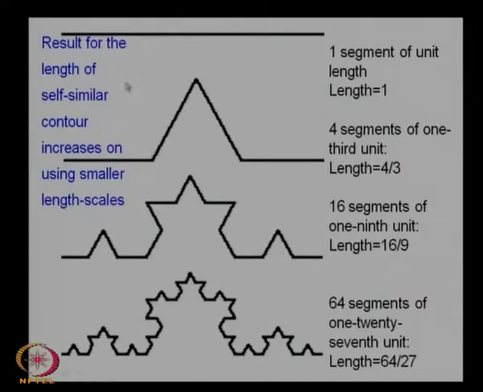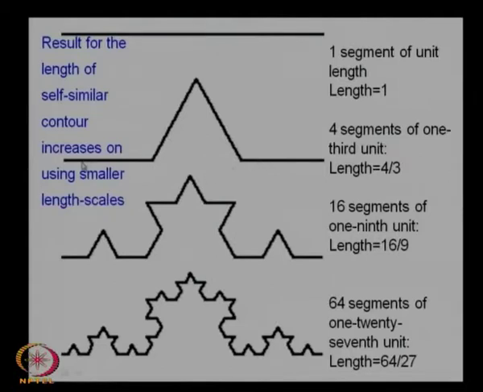So we begin with one segment here. This is how we generated the Koch curve. We get one segment. Once you divide it into 3 parts and then construct a self similar object, namely an equilateral triangle, on the middle part, the number of segments that you get is 4: 1, 2, 3 and 4.